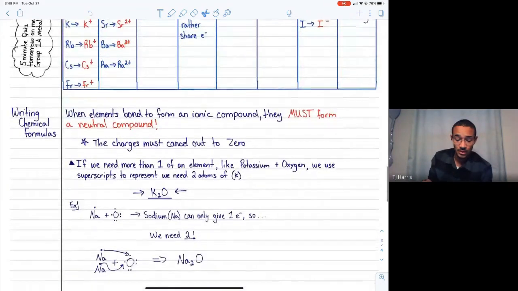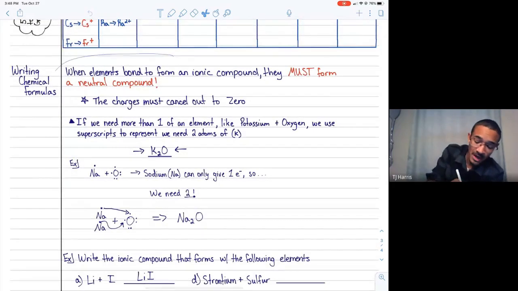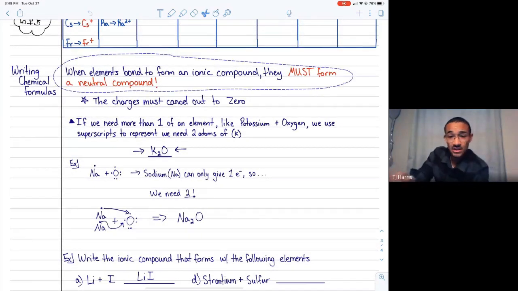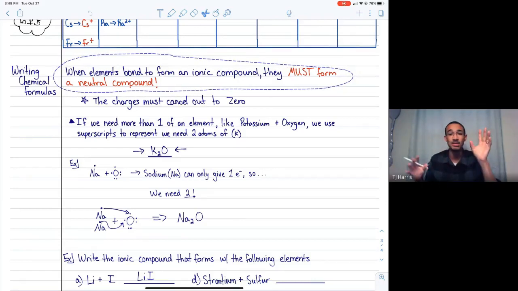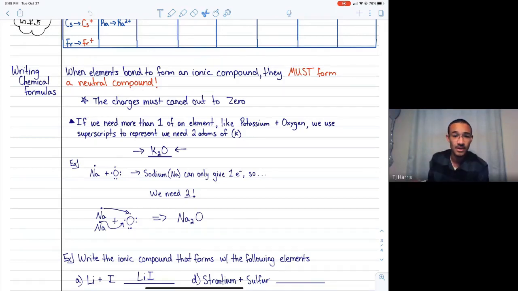Now, the goal. When we form compounds, when things change, give electrons away or take electrons in, they make a neutral compound. Charges cancel out. You have to cancel out your charges. You will not have a 3+ bonding with something that's only 2-. Won't happen. You either need more of these 2- or more of these 3+ so that all your charges cancel out. Just like we did with calcium and nitrogen.